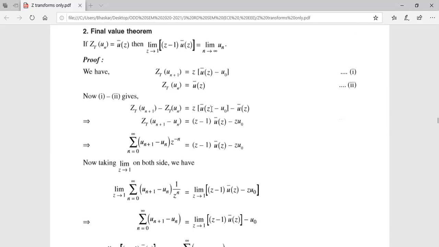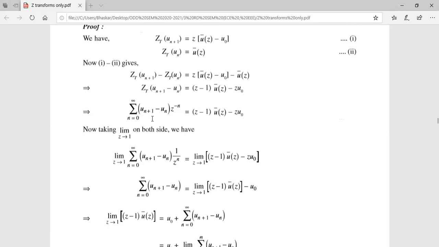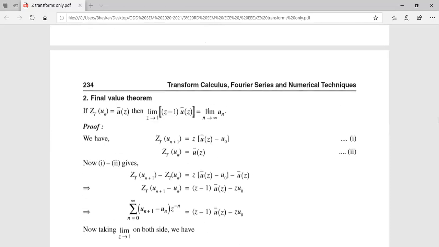Now subtract left hand side and right hand side, taking the z transform outside. Here u bar of z is common, so we get z minus 1 into u bar of z minus z into u naught. Also, z transform of u_{n+1} minus u_n becomes, as usual, sigma of u_n into z power minus n, here also multiplied by z minus 1. That's what the concept says.